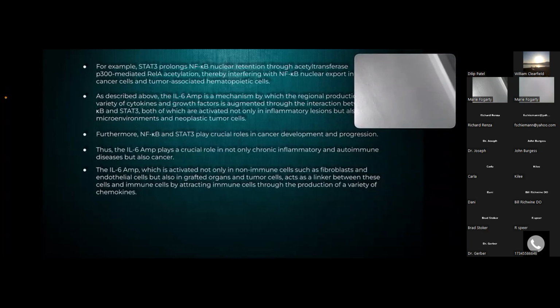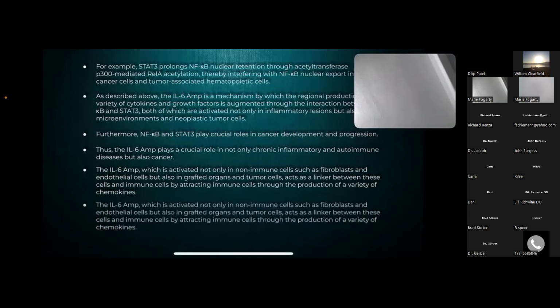It's the attracting, with all these different interleukin this and interleukin that, to me, that's communication between leukocytes, interleukin, interleukocyte, chemokines. It's attracting, almost like perfume or something. The interleukin 6 amplification, which is activated not only in non-immune cells such as fibroblasts and endothelial cells, but also in grafted organ. Oh, okay, said that already.